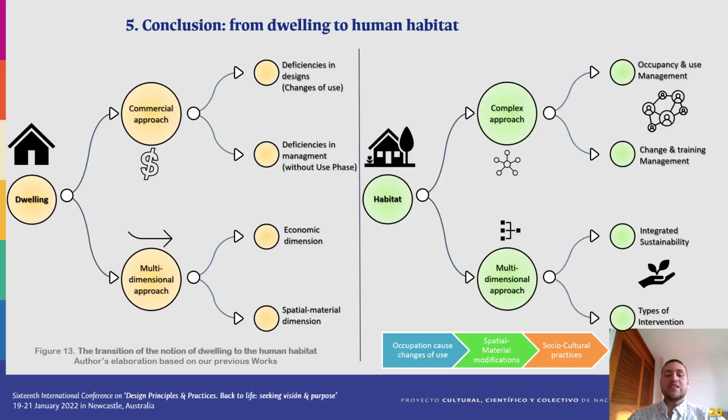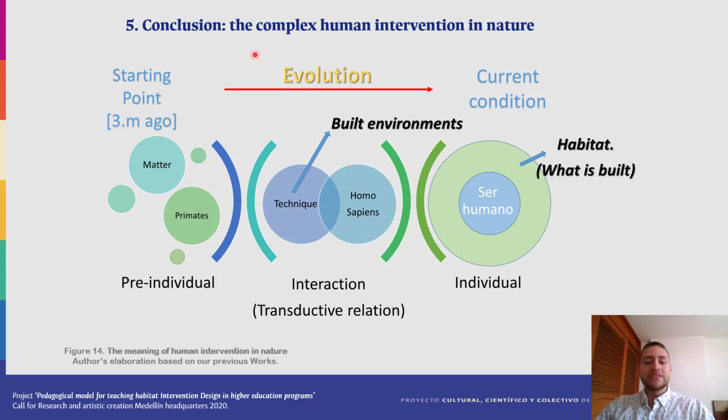So we foster a transition towards a human habitat approach that is a complex one, and where the occupancy and use management is present, and the change management and training is also present. So this multidimensional approach is related with the integrated sustainability that we have shown to you, and the different types of intervention. So here we want to state that the occupation of the projects of the habitat cause changes of use that are spatial material modifications due to sociocultural practices, as you can see here. Thus, our main dissertation here is the meaning of the complex human intervention in nature. What does that mean at all?